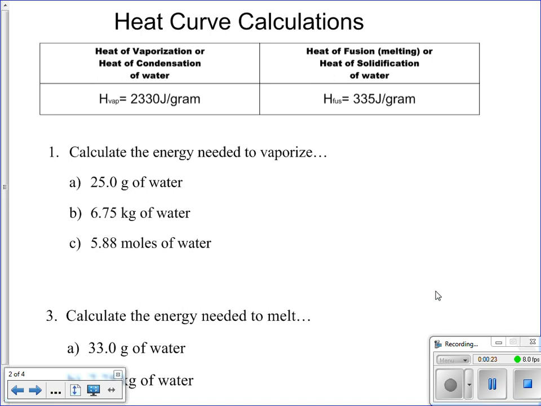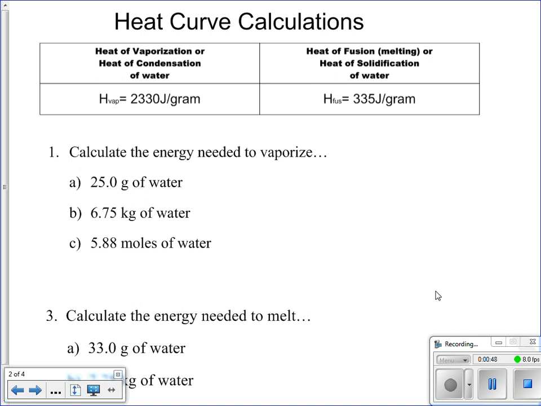And then heat of fusion and heat of solidification. So now we're taking ice to water, or water and freezing it to ice. And so these are the two values. What you're going to have to do is figure out which value do you need for each problem. So for number one, calculate the energy needed to vaporize. So for 1A, B, and C, we're going to use 2,330 joules per gram.